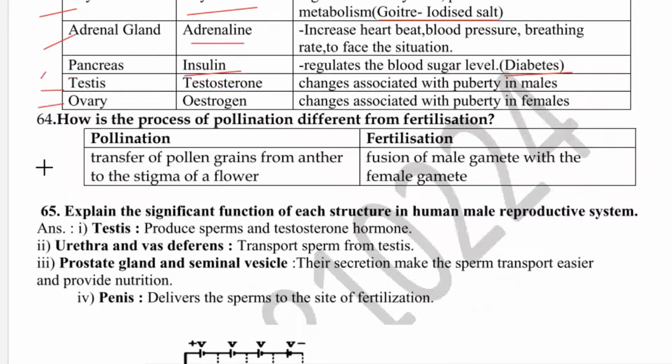Next question number 64. How is the process of pollination different from fertilization? Pollination, transfer of pollen grains from anther to the stigma of a flower. Here we can see the fertilization, fusion of male gamete with the female gamete.